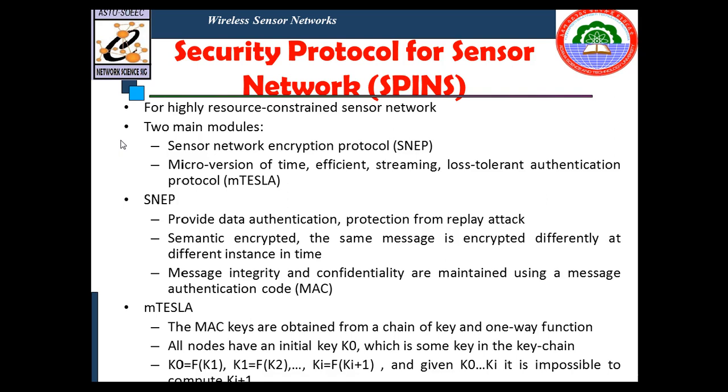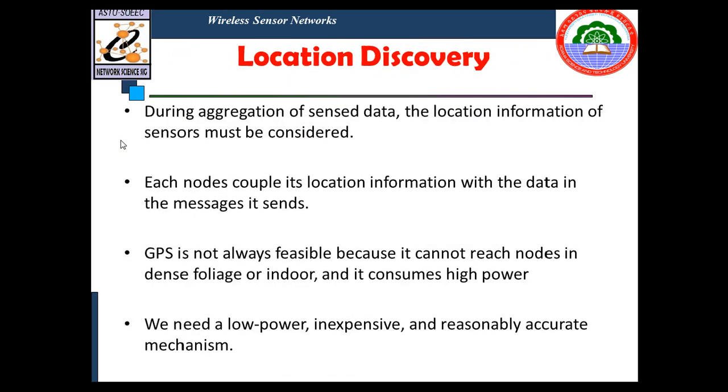And in the micro version of the time efficient streaming loss tolerant authentication protocol, the MAC keys are obtained from a chain of keys and a one-way function. So all nodes have an initial key K0, which is some key in the key chain, and the subsequent keys are represented as K0 equal to function of K1, K1 is equal to function of K2, like that. Ki is equal to function of Ki plus 1, and given K0 to Ki, it is impossible to compute Ki plus 1.